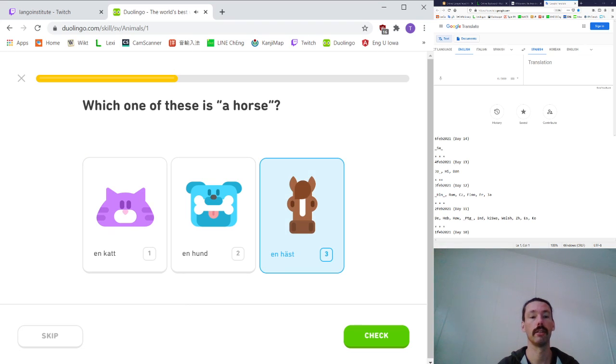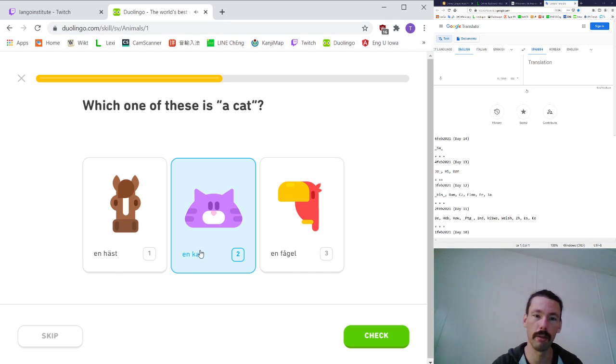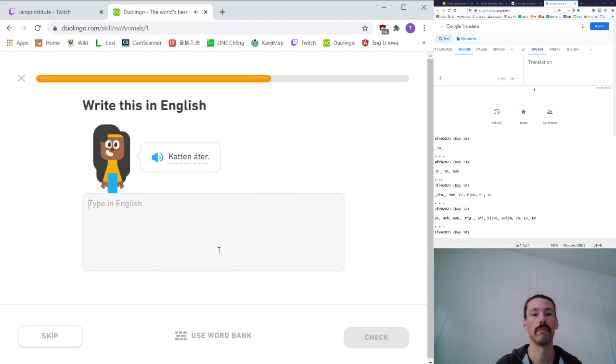En häst. En katt. Cat. So, especially these double consonant letter written ones, en häst, en katt, there really is an extra beat of time when it's a double consonant. Cat. Katten äter. Seems to be the cat eats.